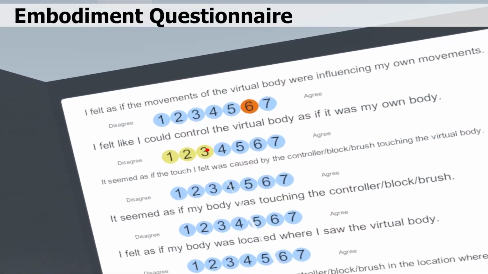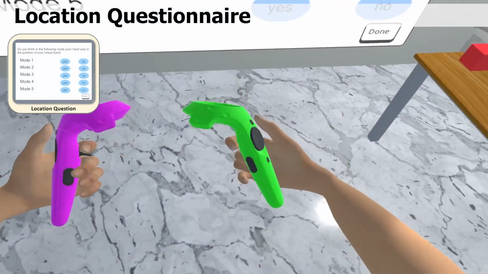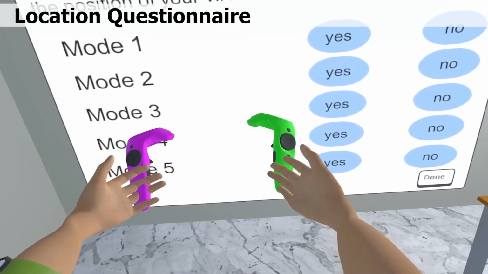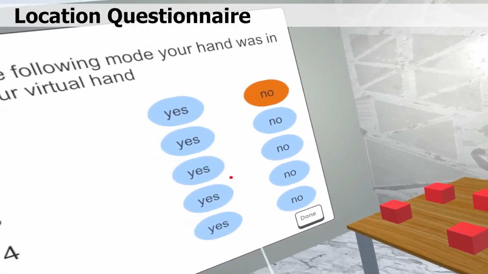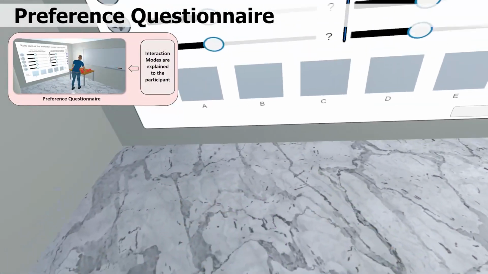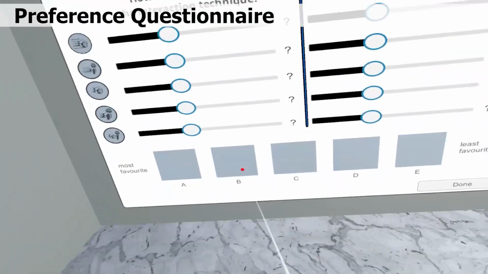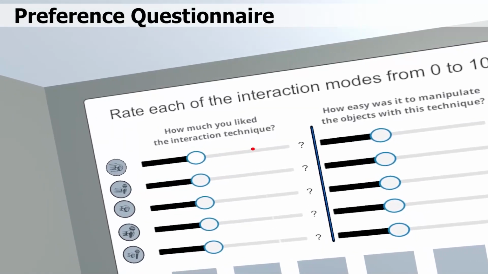Following each task, participants filled out an embodiment questionnaire. Participants were also asked about their perceived hand location in relation to their virtual hand or controller. This question allowed us to study later how the perceived location of the virtual hand may have affected embodiment. Once all tasks were completed, we explained each interaction mode to the participants and allowed them to explore them freely. Participants were free to change between modes and score them in a final preference questionnaire.